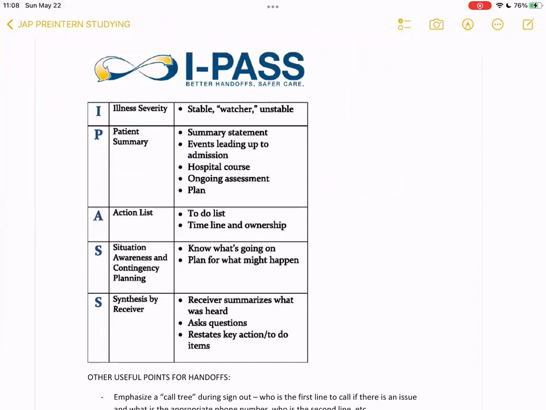You might get lectures about this in your pre-intern initiation course, onboarding, but you just have to know about it. It means you have to mention the illness severity of the patient you're taking care of, then give a patient summary and an action list about what to do. For example, patient is pending an MRI, a CAT scan, a TTE.